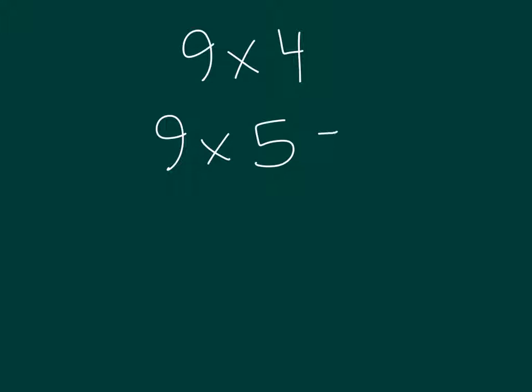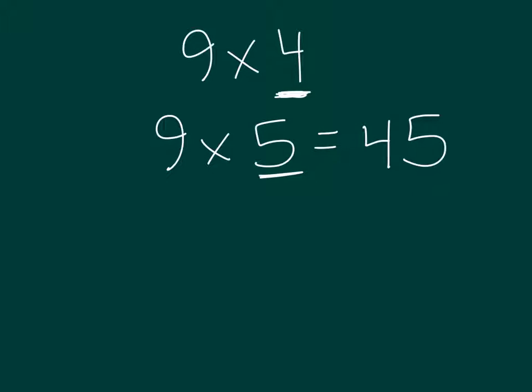Here's another example of skip counting. If I want to find out 9 times 4, well, I may not know what 9 times 4 is, but I bet I know what 9 times 5 is, because I'm good with my 5 times table. 9 times 5 is 45. But I want to find out 9 times 4, so I need to have one less group than 5.